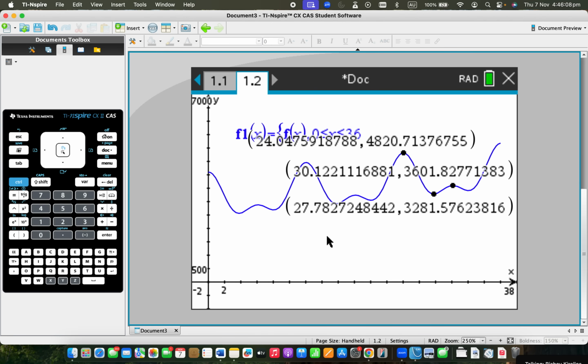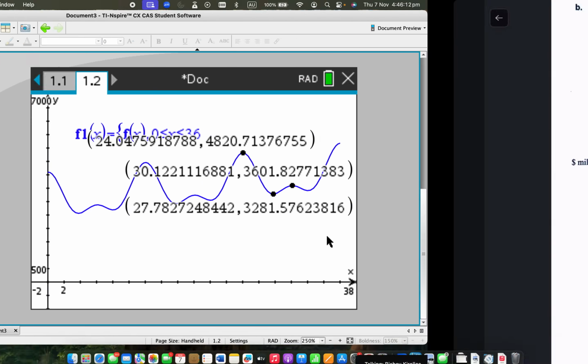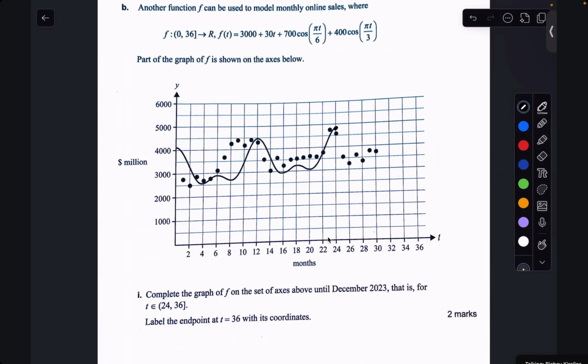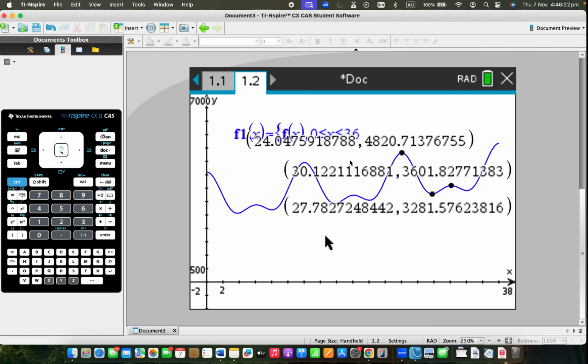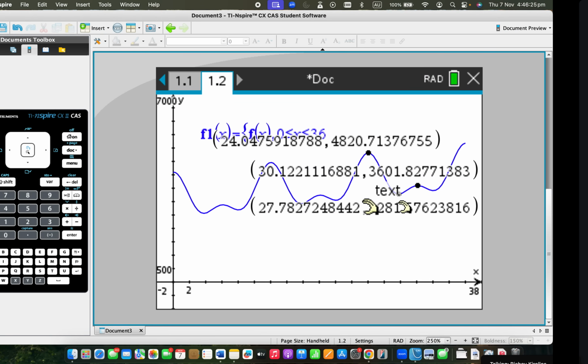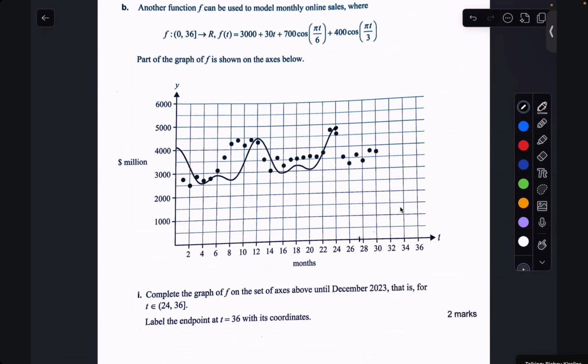We can just go down basically from here, up and down till 27.78. So 27.78 is about here. And that has a value, so all these points are just in your way. Let's get 27, and the y value is 3282 or 3281.5. So 3,200 will be about here, and it's about here. Okay, so that's your first minimum.